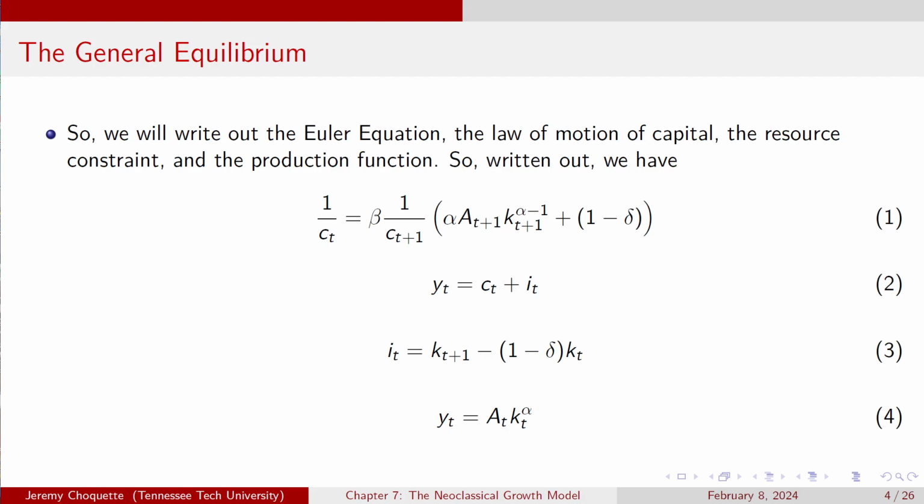Anyways, enough rambling about that. What equations do we have? We have the Euler equation. We have the resource constraint, investment, and output.